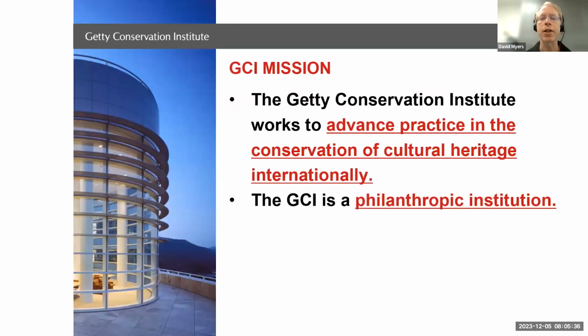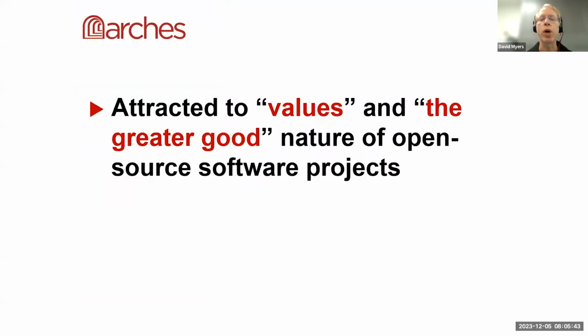The GCI is also a nonprofit philanthropic institution. So we were also attracted to the community-oriented nature of open source projects and the ethos of community members contributing for the greater good. Over time, we found that as more individuals and organizations get involved in the community and as more of them contribute, this can result in a virtuous cycle that has sometimes been described as a network effect.